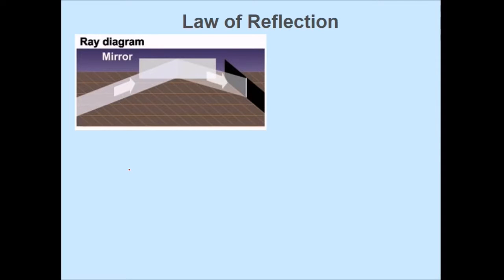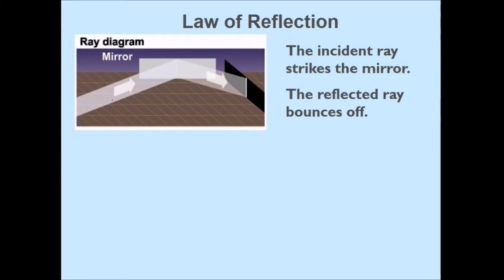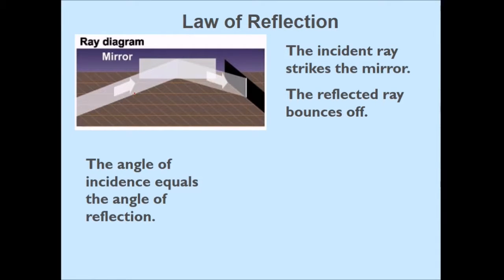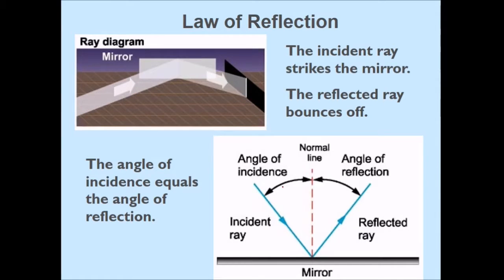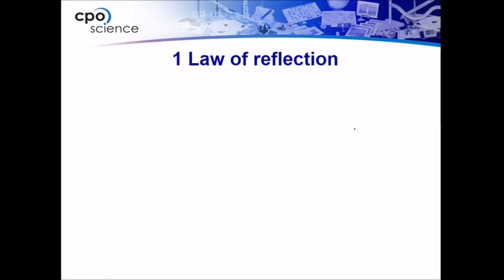Now, the law of reflection. The incident ray strikes the mirror. The reflected ray bounces off, and the angle of incidence is always equal to the angle of reflection. So this is the incident ray, this is a mirror, this is a reflected ray, and this is the normal. These two angles will always remain equal. That means the angle of incidence will be equal to the angle of reflection. Law of reflection.